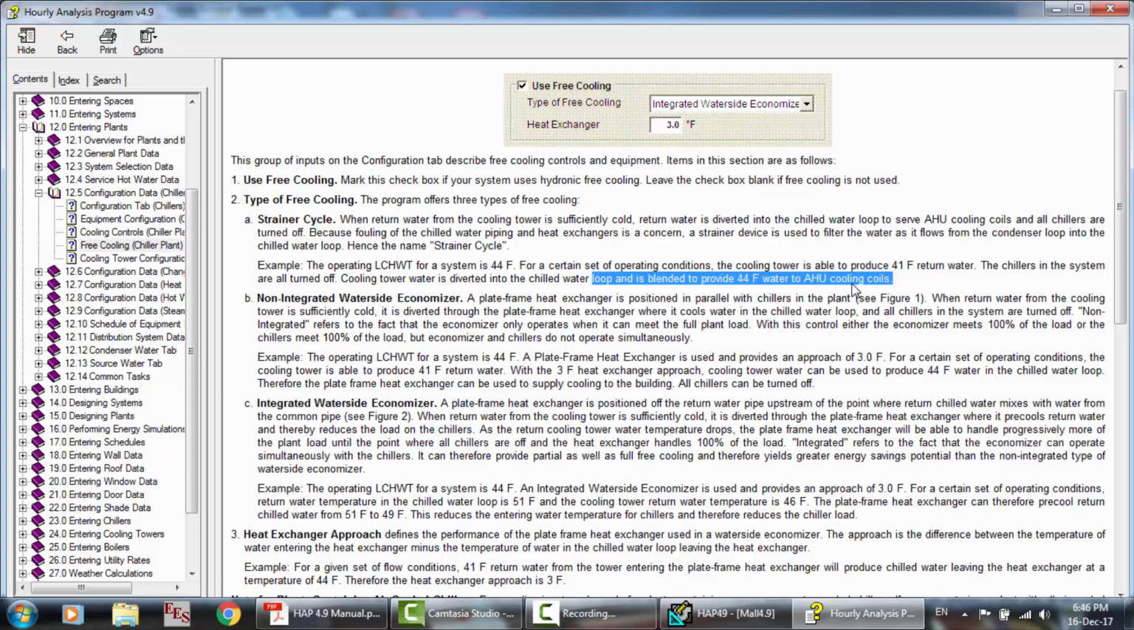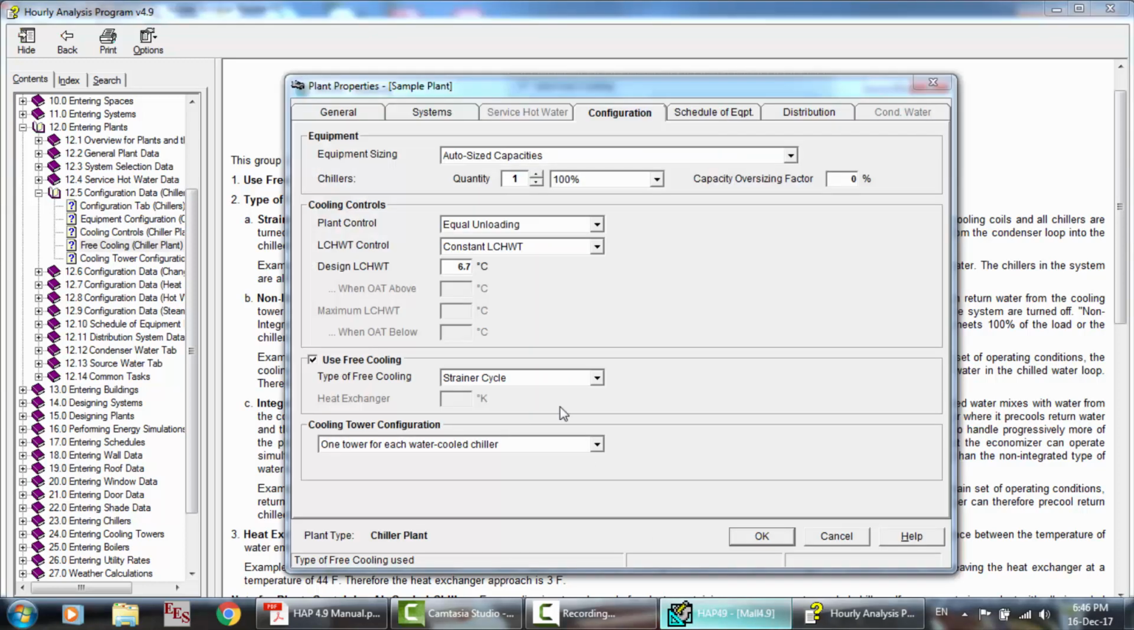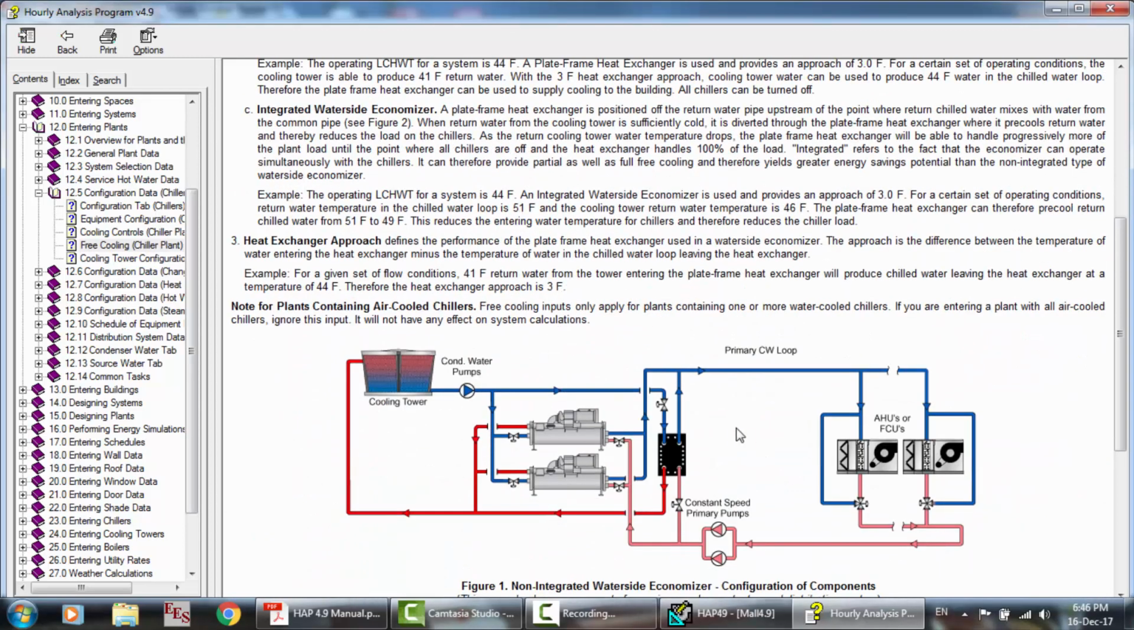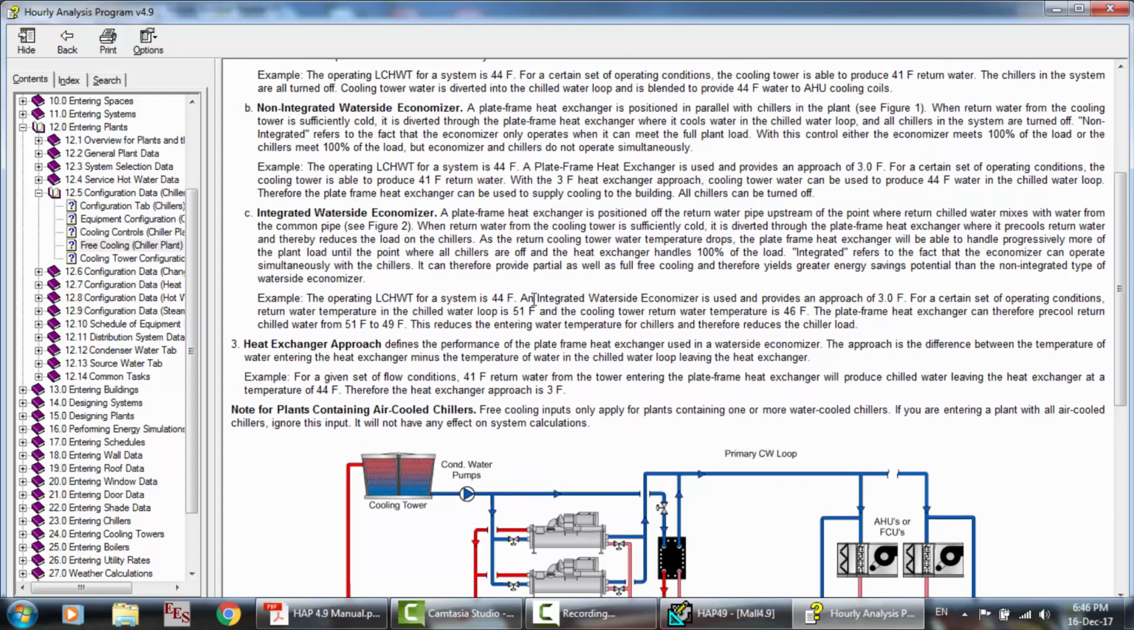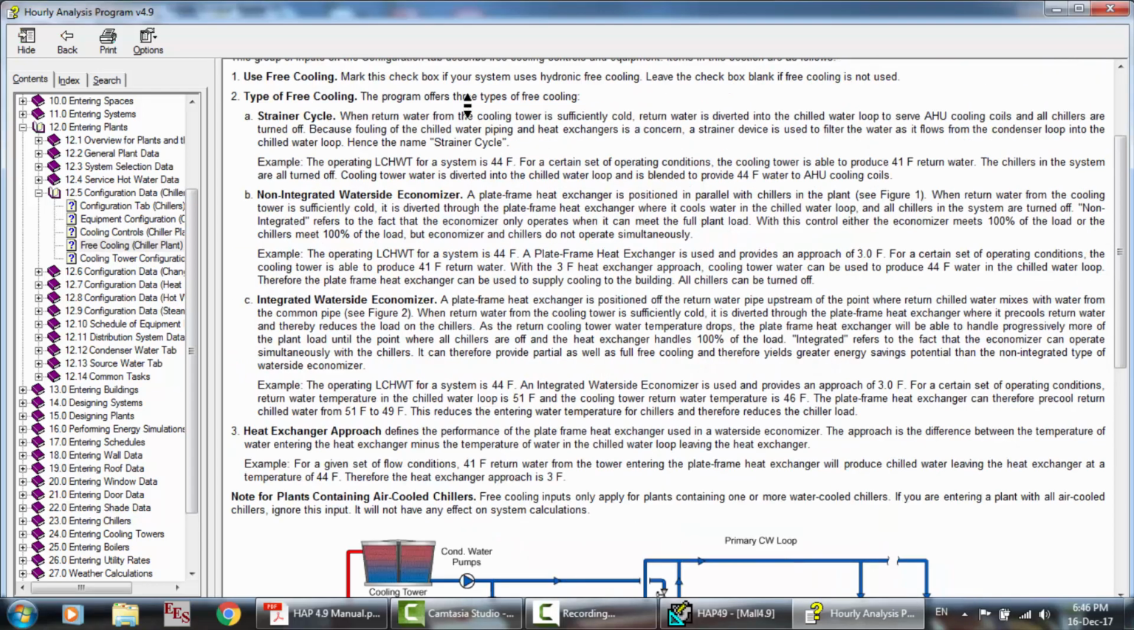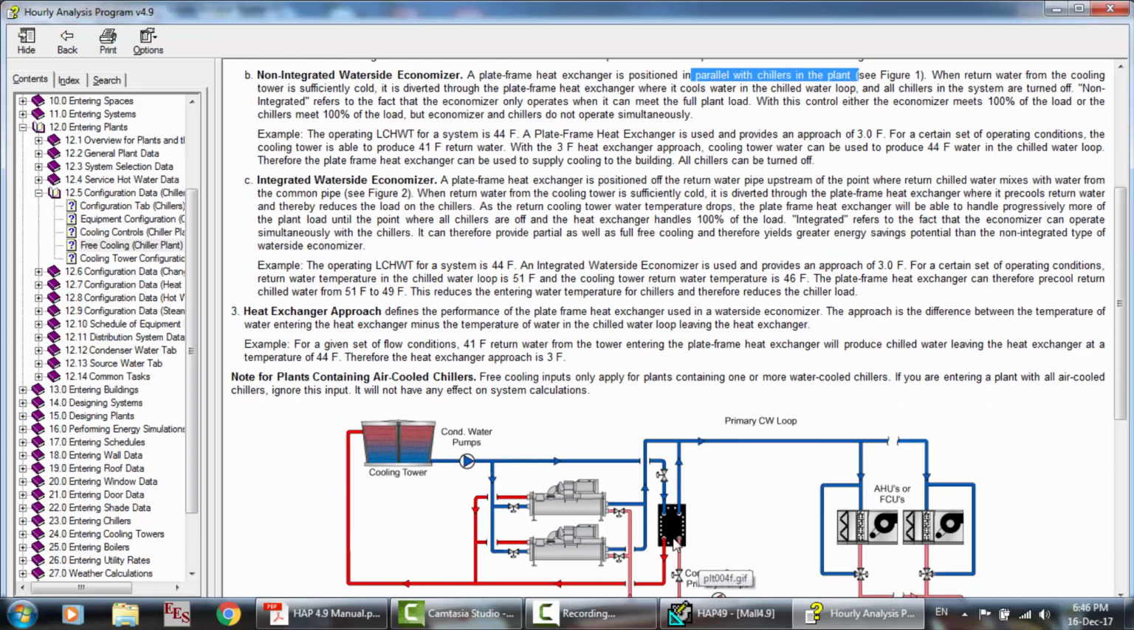Another option here is the non-integrated water side economizer. What is this? We have here this loop. A plate frame heat exchanger is positioned in parallel with the chillers in the plant.